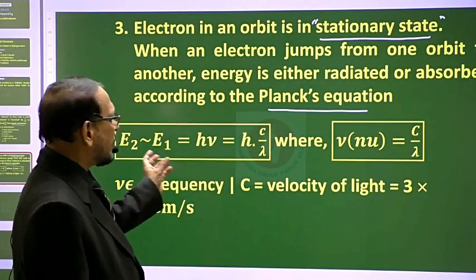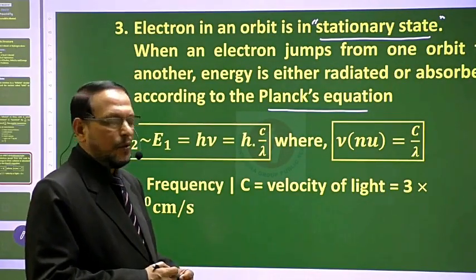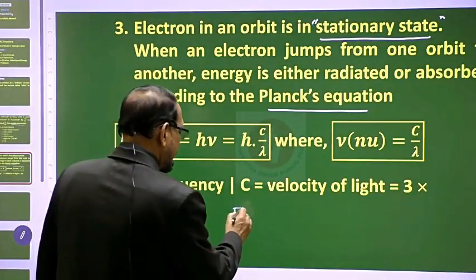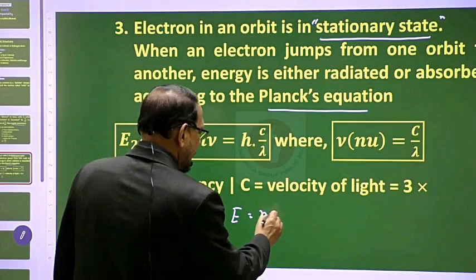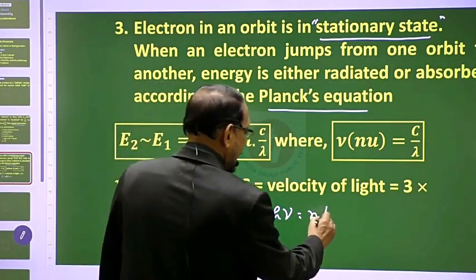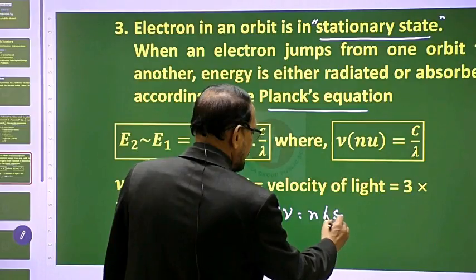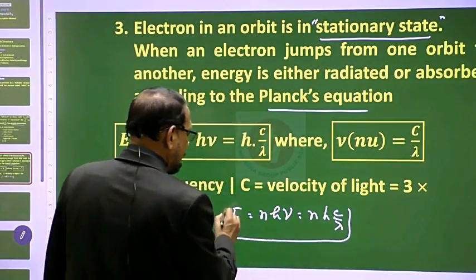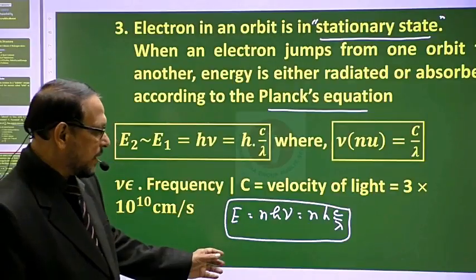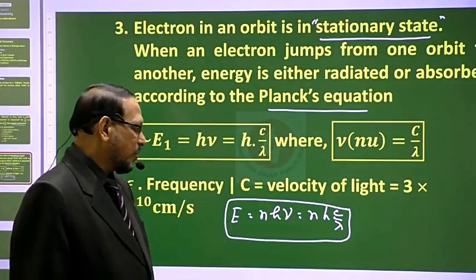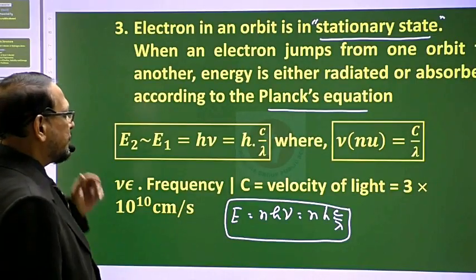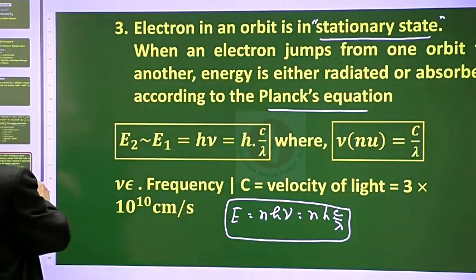Now from here also numericals come. E is equal to hν. In a better way you can write E is equal to nhν, where n is the number of photons, and ν is equal to c by λ. From here also we can calculate the numericals. Now you see the next part.